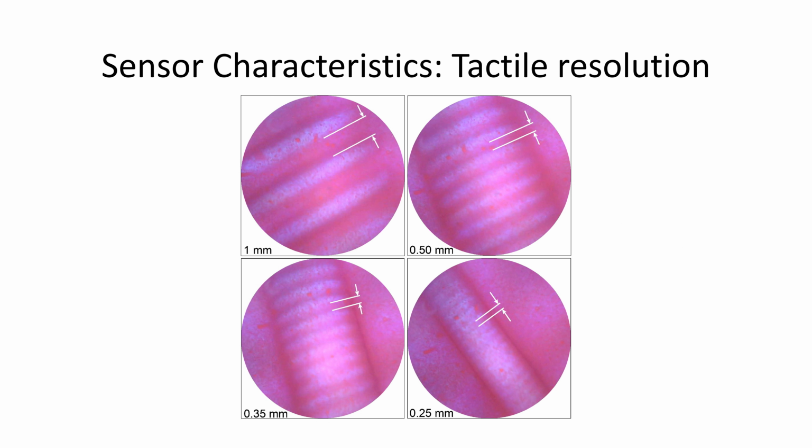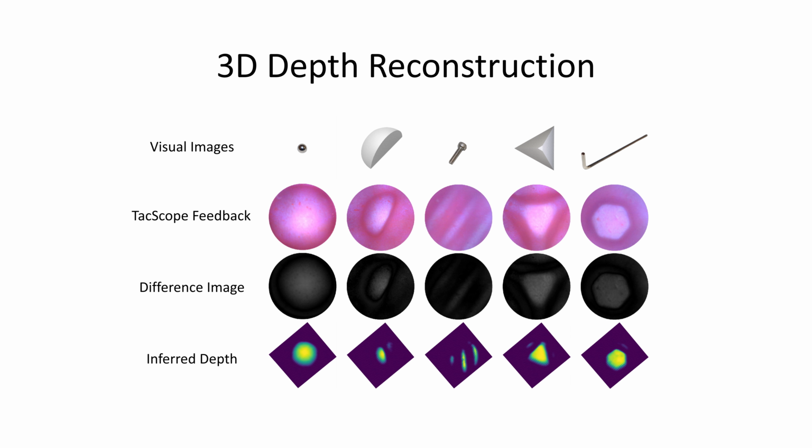Here, we present the tactile resolution of the sensor. TacScope is capable of resolving tactile imprints as small as 0.25 mm. Here, we present examples of 3D shape reconstruction using TacScope. From top to bottom, we show visual images, TacScope signals, difference images, and inferred depth for a sphere, hemisphere, screw thread, triangular frustum, and hexagonal Allen key. TacScope accurately estimates 3D depth with high fidelity.